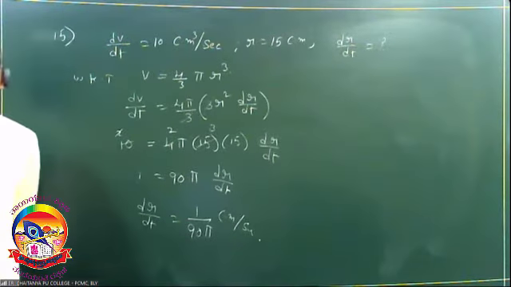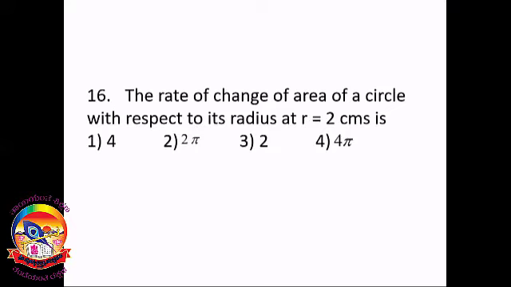Right, the next question number 16. It is on the screen. First copy. The rate of change of area of a circle with respect to its radius when r is equal to 2 centimeters. In previous questions, it was the rate of change with respect to time t, but here the differentiation is with respect to its radius. That means a derivative with respect to r. Listen once again. The rate of change of area of a circle with respect to its radius when r is equal to 2 centimeters.